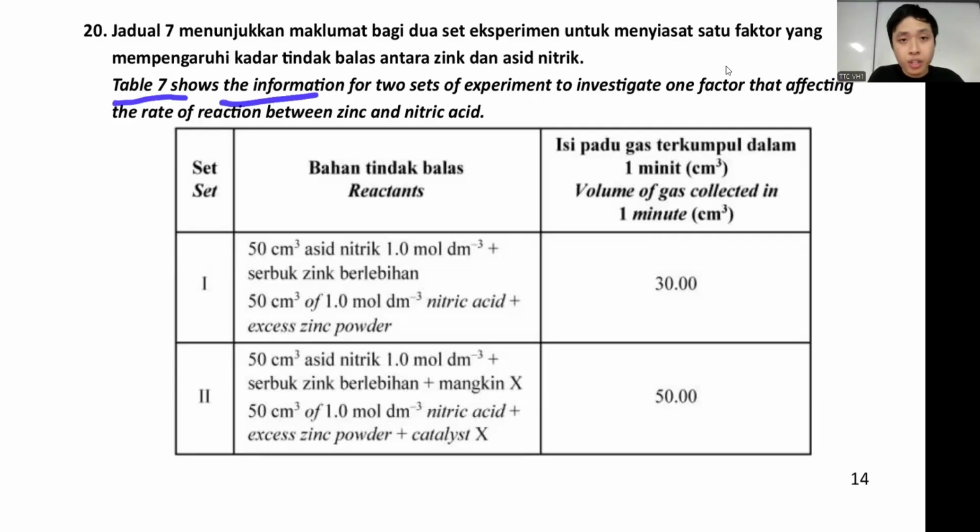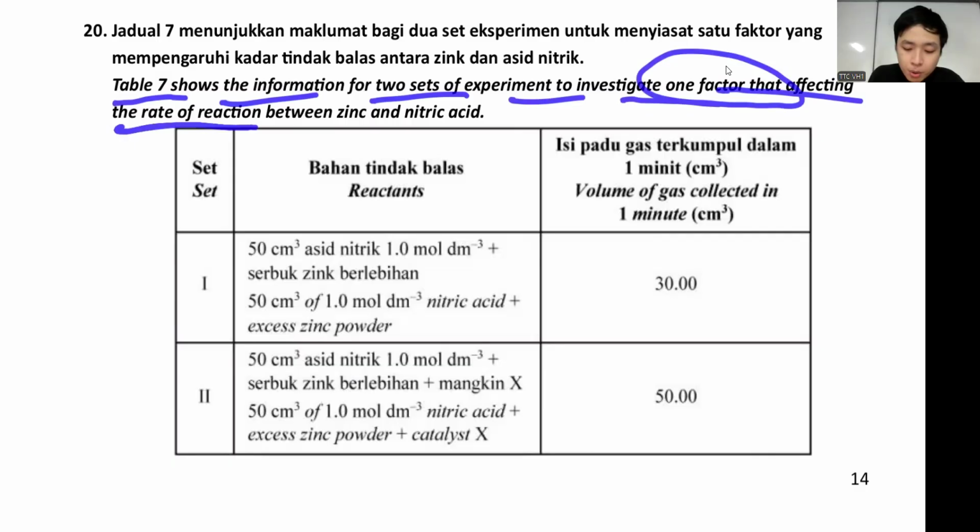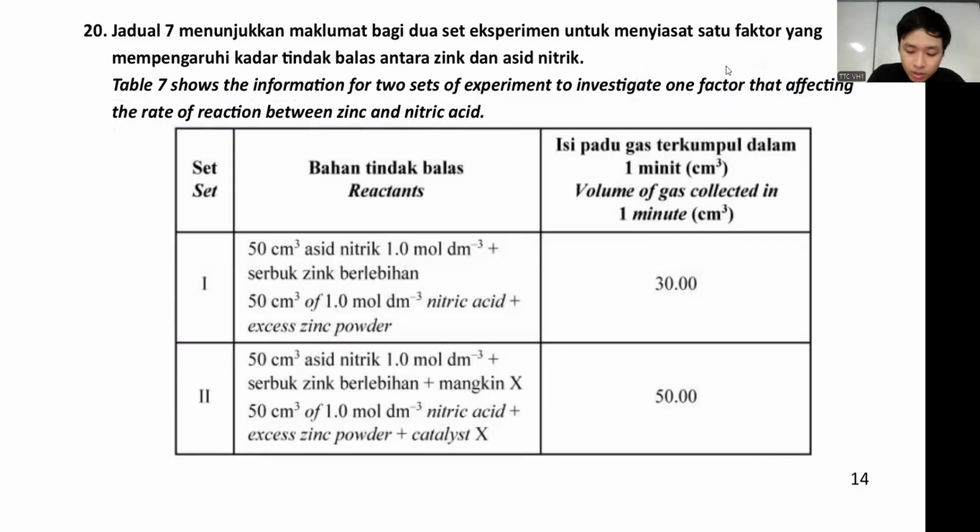Okay. Table 7 shows the information of two sets of experiments to investigate one factor affecting the rate of reaction between zinc and nitric acid. So it's between excess zinc powder, both using excess zinc powder, and the same volume and concentration of nitric acid. Okay. But the problem is, if you notice, for experiment 2, for set 2, they actually added catalyst X.